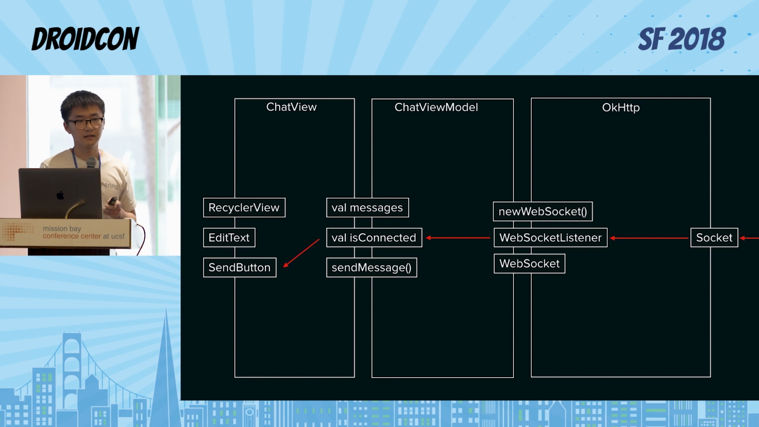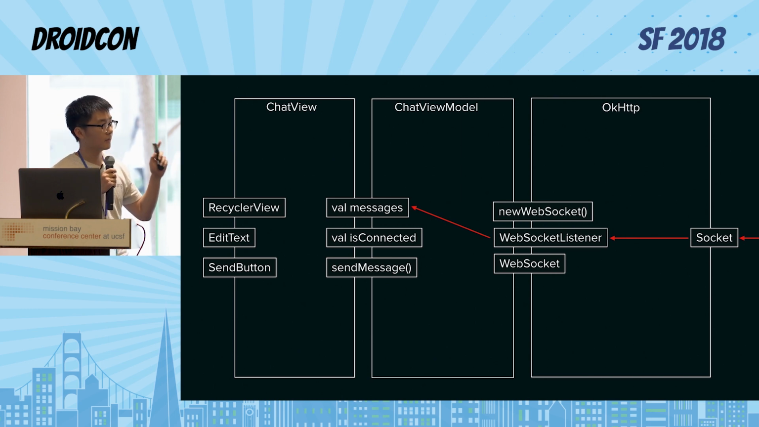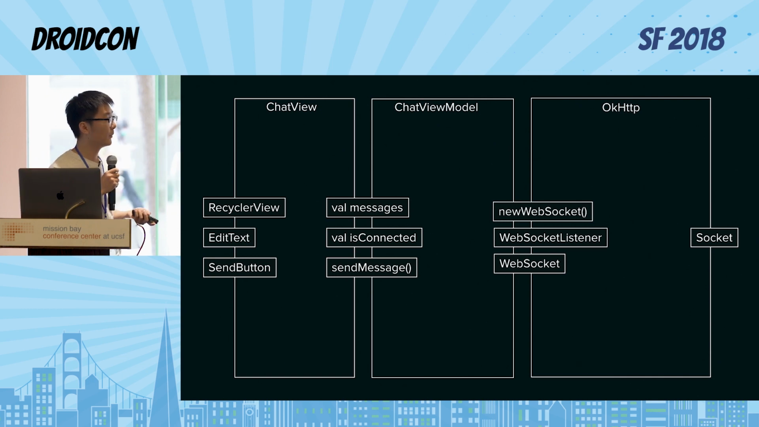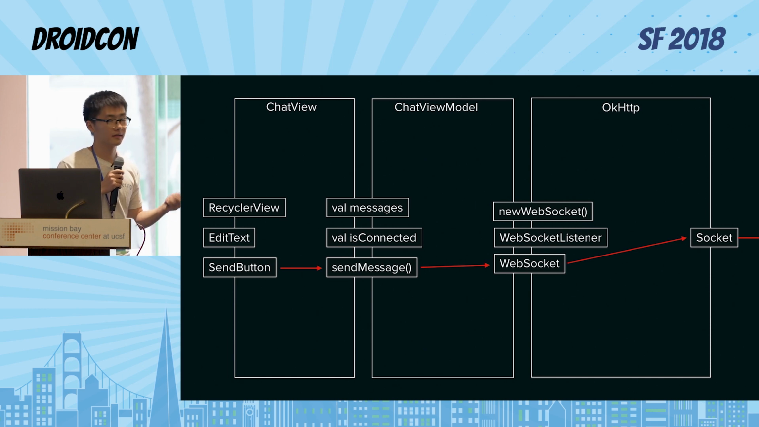which then enables the send button. And when we receive an incoming message from the other user, the view model will receive the message from the WebSocket listener, and then it will update the message live data so that the recycler view will have the new message. After the user has composed a message and hit the send button, the send message method on the view model is triggered, and the message is forwarded to OkHttp.